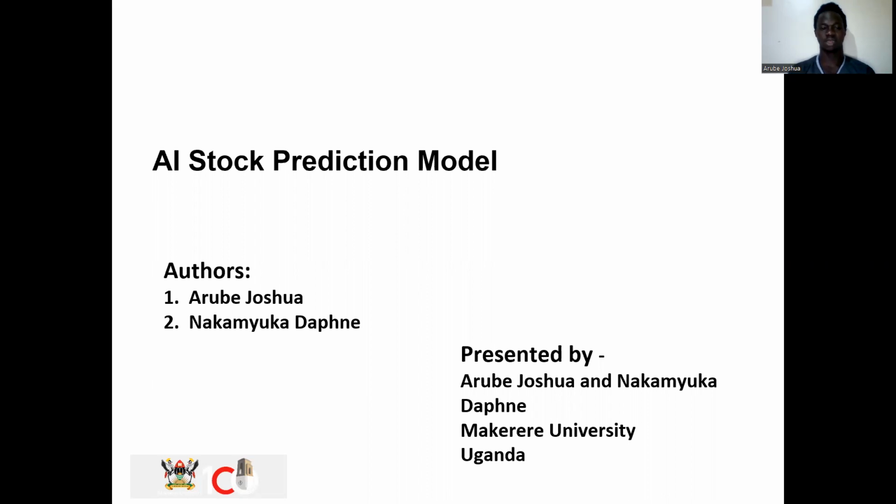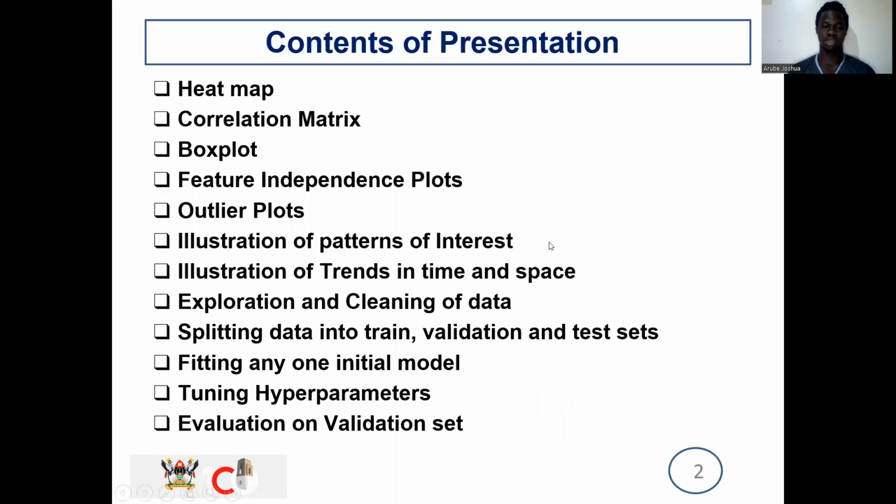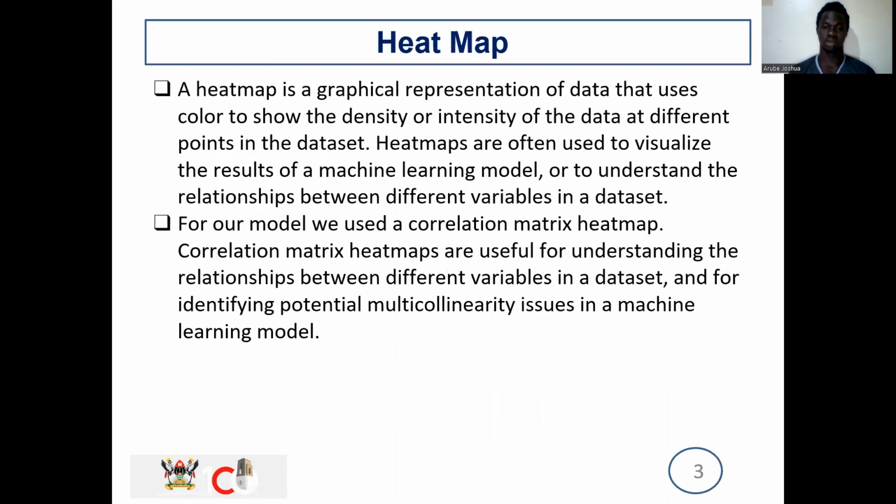Today I'll be taking you through our AI stock prediction model. I told you initially we were making a linear regression model. What we shall look at in this chapter is the heat map, correlation matrix, box plot, and other features to follow as seen in the contents.